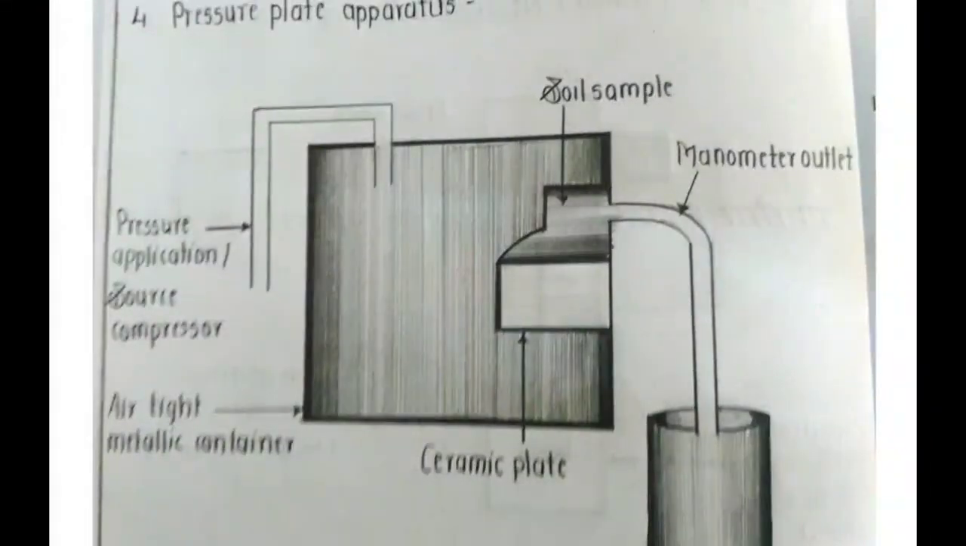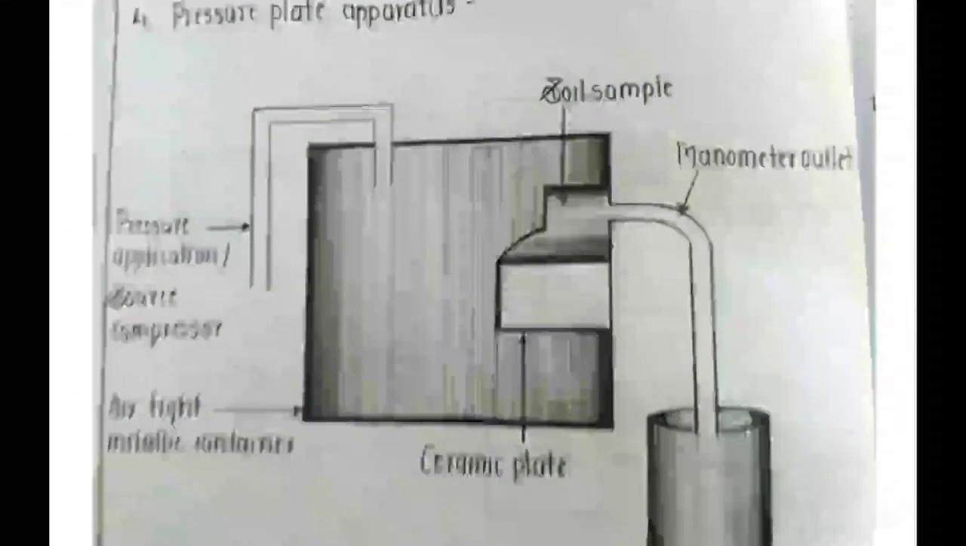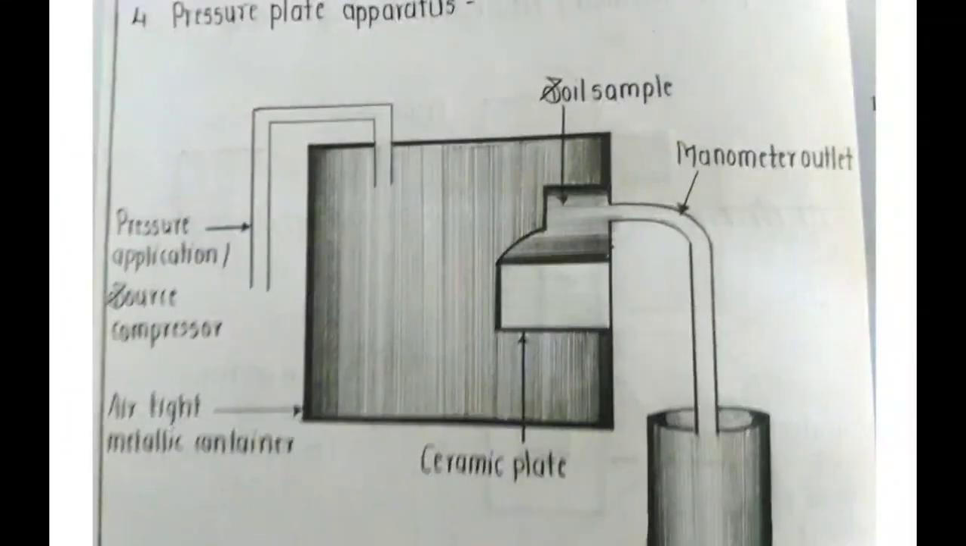We apply pressure in bars or in atmospheres. Atmosphere is one unit that I shared during theory, and bar is another unit which is similar to atmosphere. So 1 bar is equal to 0.98 atmosphere. Please remember, this is very important from the examination point of view. 1 bar is equal to 0.98 atmosphere, so it is more or less similar.